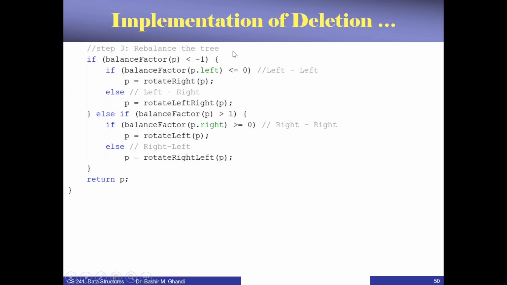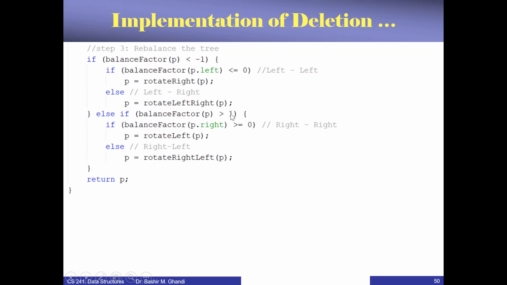Rebalancing the tree. So having updated the height of your P, now what is its balance factor? If the balance factor is less than -1, meaning -2, then check the balance factor of the left. If it is less than or equal to 0, you rotate to the right. Otherwise, you do a double left-right rotation. Otherwise, if it is not less than -1, is it greater than 1?